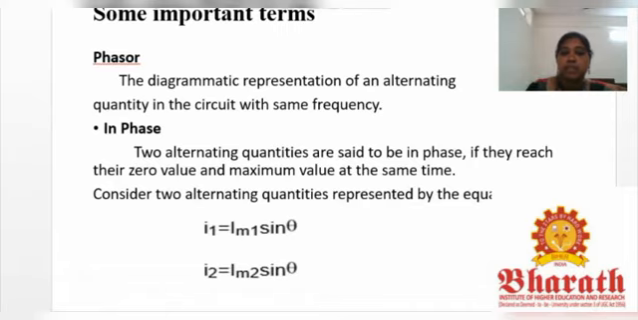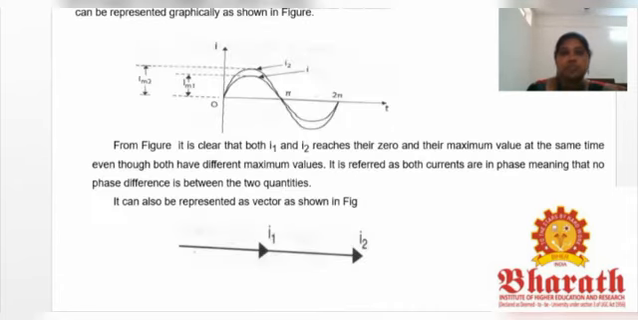Here I am assuming two currents I1 and I2, two alternating quantities of the same frequency. I1 is equal to Im1 sin theta and I2 is equal to Im2 sin theta. So this is your basic current equation. Now I say these two currents are in phase with each other. This is the graphical form of representation of two currents.